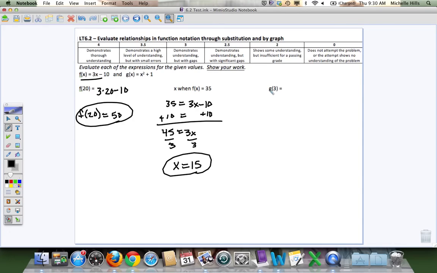This one tells me to use function g, so this is the function I'm going to use, and to substitute 3 in for the x. So 3 squared plus 1. x squared plus 1 becomes 3 squared plus 1. So g of 3 is 3 squared is 9, plus 1 is 10.